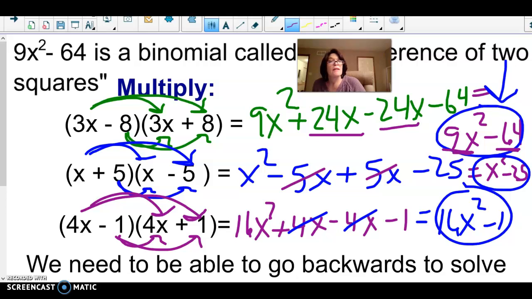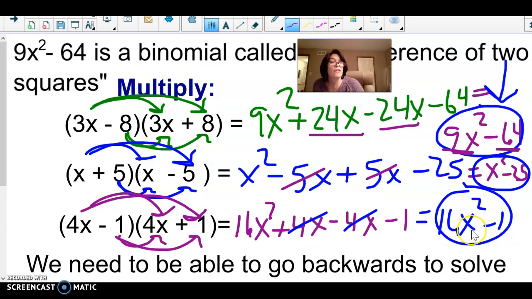The square root of 9 is 3. The square root of 64 is 8. And of course the square root of x squared is x. So we have 3x and we have 8, once with a plus, once with a minus. Doesn't matter which one is first. Here the square root of x squared is x. The square root of 25 is 5. We have an x and a 5, once with a plus, once with a minus.